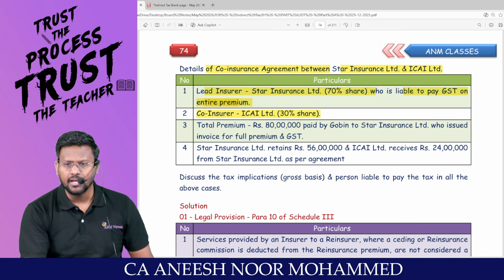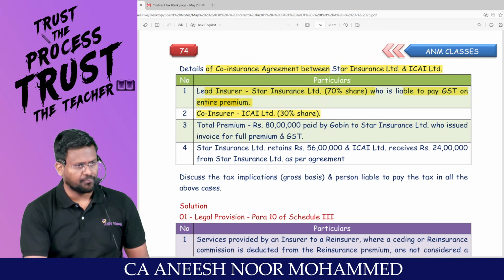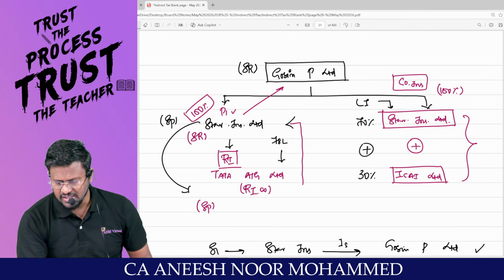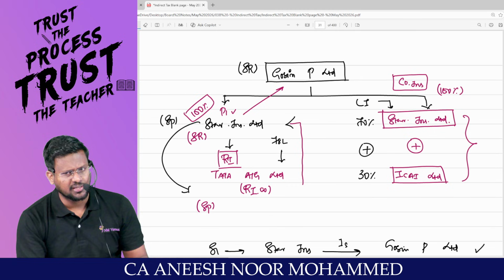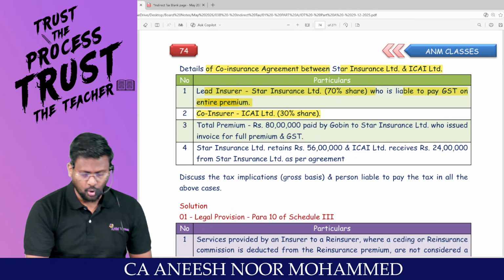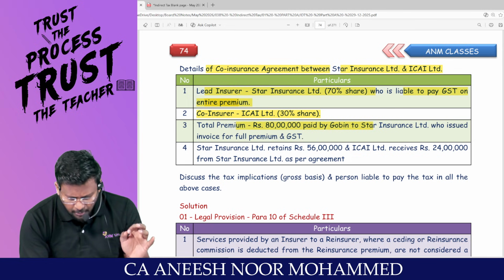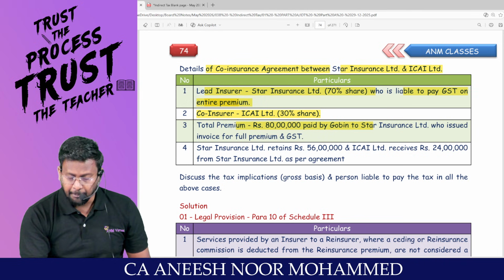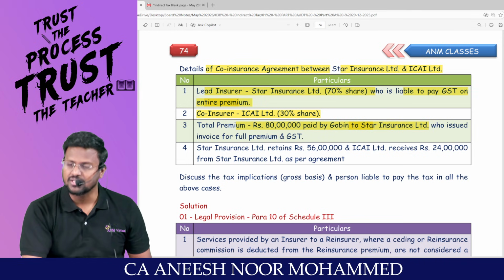Co-insurer ICAI Limited. How much percent share? 30% share. So from here onwards, Star Insurance Limited is otherwise called as lead insurer and ICAI Limited will be otherwise called as co-insurer. Total premium, how much lakh? 80 lakh, paid by Gopin to Star Insurance Limited.